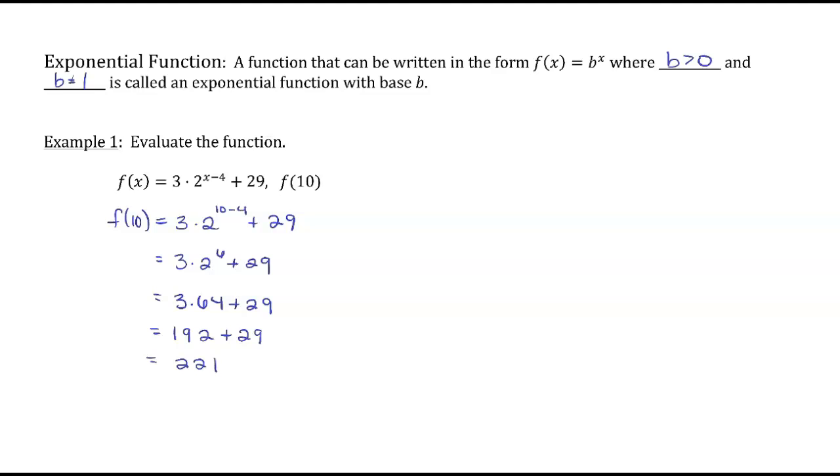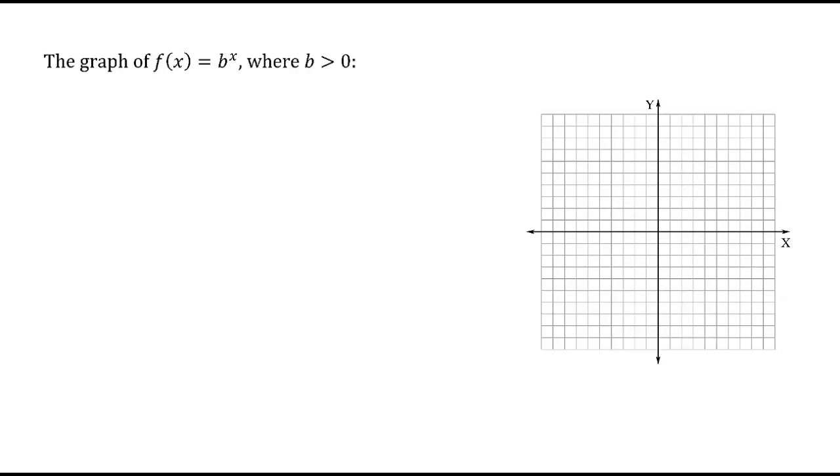Let's take a look at what graphs of exponential functions look like. Our goal here is to generalize the shape of the function f of x equals b to the x, for any value of b greater than 0. Let's start, however, with a value of b that is greater than 1. We will also start with a specific example. Let's begin with b equal to 2. So our exponential function is f of x equals 2 to the x, and we'll make a table of values.